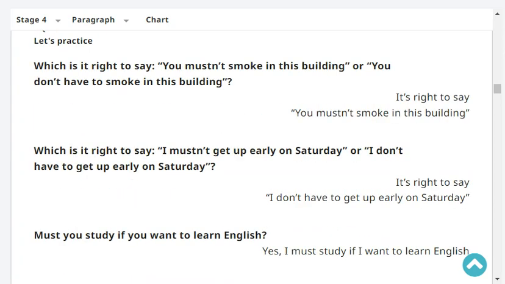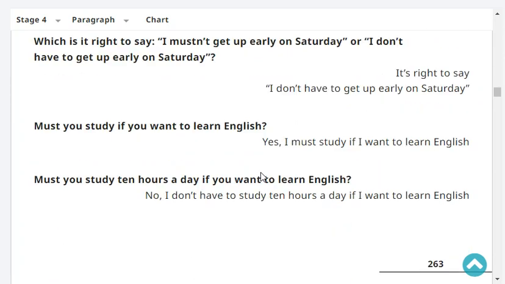Which is it right to say: I mustn't get up early on Saturday, or I don't have to get up early on Saturday? It's right to say I don't have to get up early on Saturday. Very good.